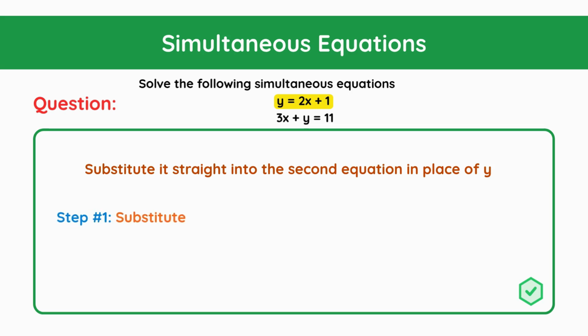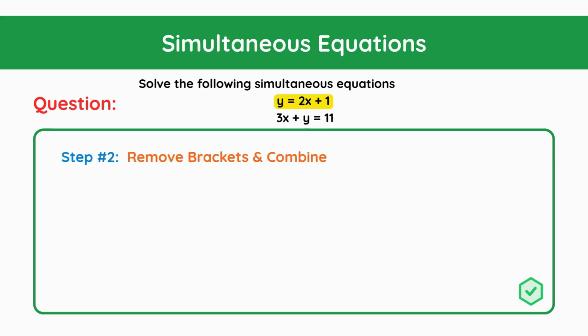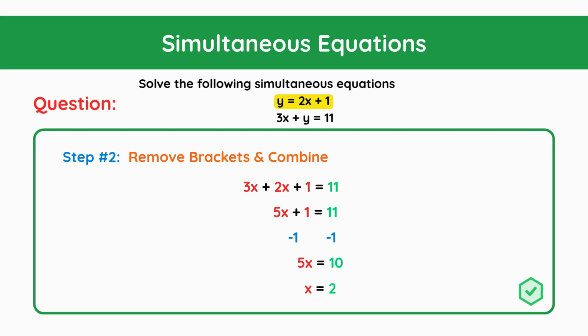Step 1 is to substitute. The second equation becomes 3x plus in brackets 2x plus 1 equals 11. Step 2 is to remove the brackets and solve. 3x plus 2x plus 1 equals 11. Combine like terms. 5x plus 1 equals 11. Subtract 1 from both sides. 5x equals 10. So x equals 2.